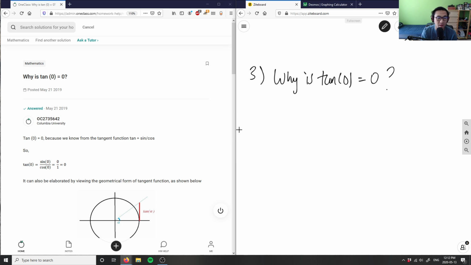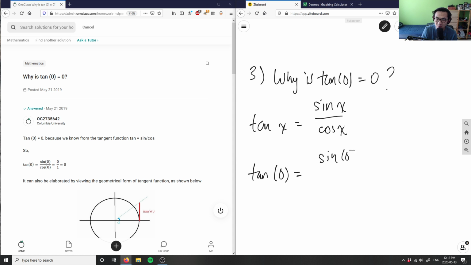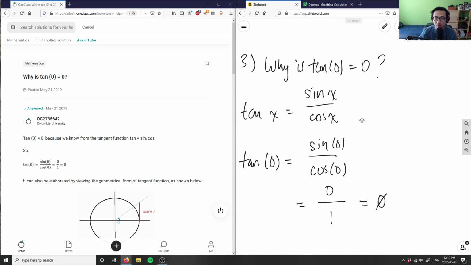And they're using a quotient identity here. So we know that tangent x equals sine x over cos x, right? It's a very well-known trig identity. And if I have tangent of 0, if x equals 0, isn't it sine 0 over cos 0? Which is simply, I know sine 0 equals 0, and cos 0 equals 1, right? Therefore, 0 divided by 1 is 0. So this is one way of using an identity to figure out why tangent 0 equals 0.